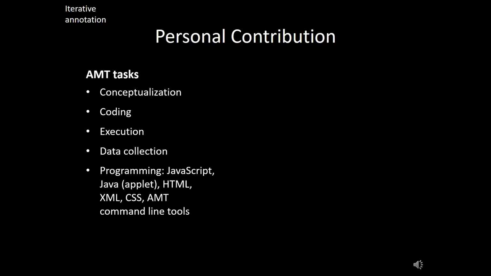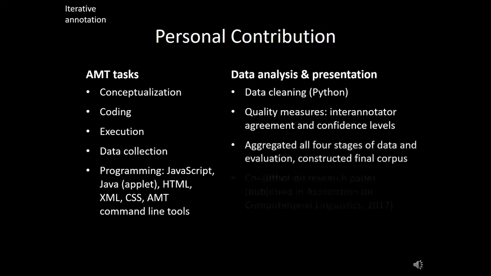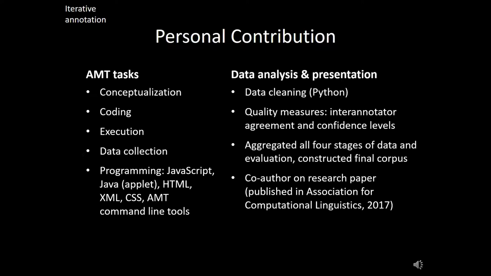My personal contributions included independently managing Stages 3 and 4 of our process. I conceptualized and coded several versions of each stage's tasks. I ran the best versions in bulk and collected their results using AMT's command line tools. In Python, I cleaned the results and developed creative evaluation methods for our unusual tasks. My designs captured important quality measures such as inter-annotator agreement and confidence levels. Finally, I reported my findings in our paper and aggregated all of the data and evaluations into a presentable format. This made up our final corpus, which we published alongside our paper.